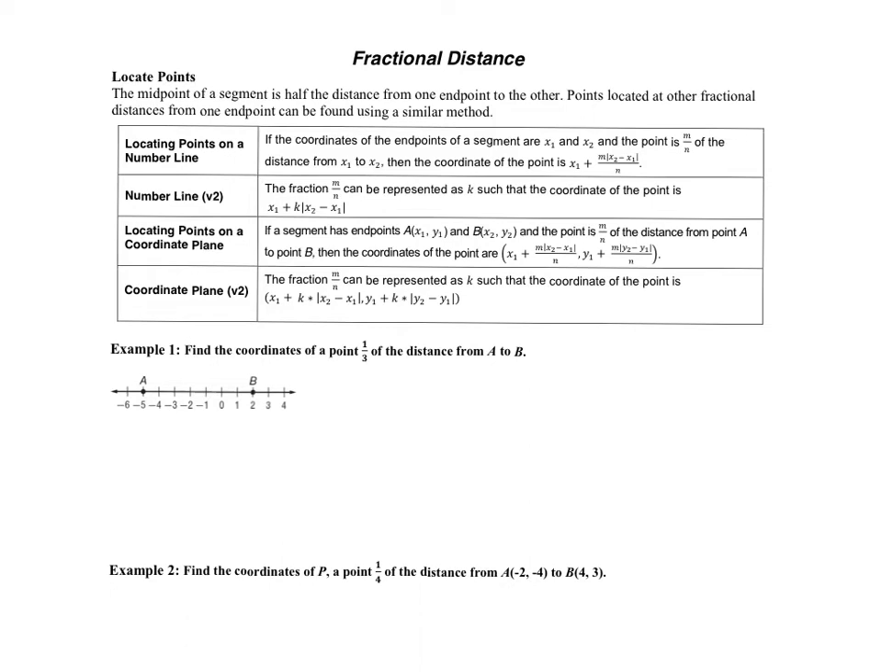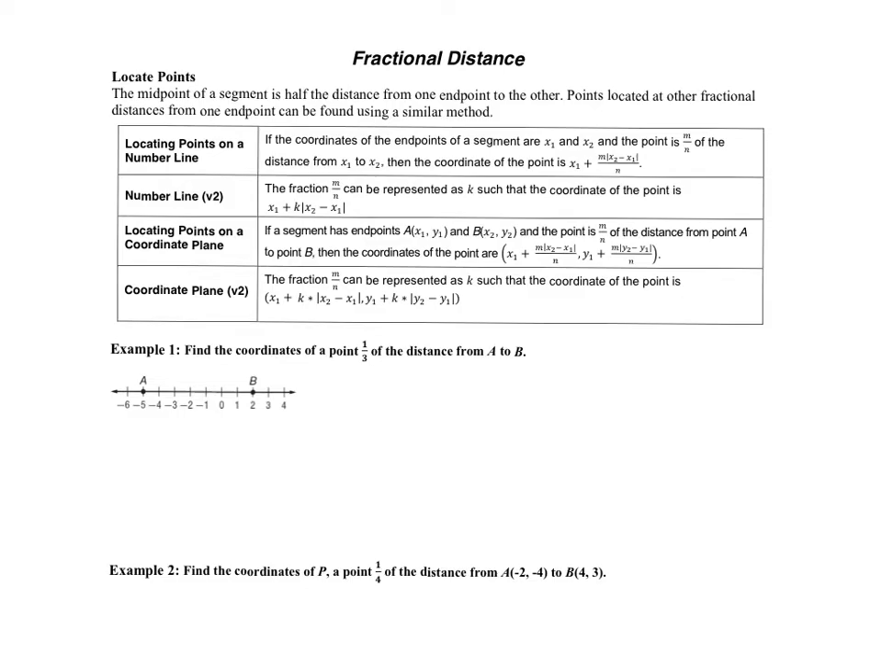Hello everyone. Today we're talking about fractional distance on both a number line and a coordinate plane. You'll find that it's very similar to the midpoint formula, just a slight addition to it. The general idea here being that if the coordinates of the endpoints of a segment are x1 and x2, and the point is m over n of the distance from x1 to x2, then the coordinate of the point is x1 plus m times the absolute value of x2 minus x1 over n.